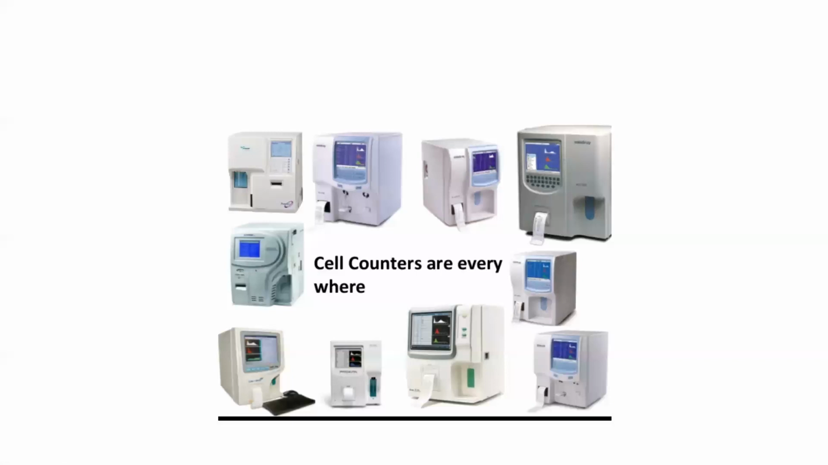So at least 2 decades back, we did not have counters. Till about 98, 99, we just had the Neubauer chamber for counting the WBC and the RBC count, and the microscope for counting the differential count. So when the counter first came to our hematology lab, we were all so thrilled.